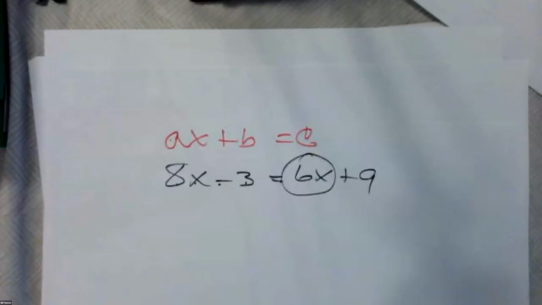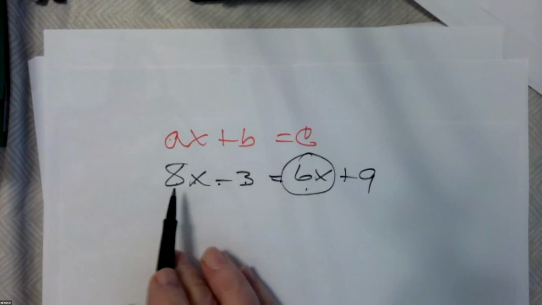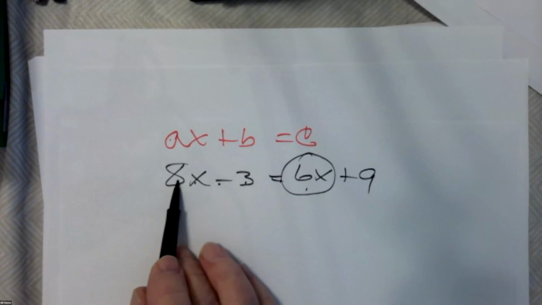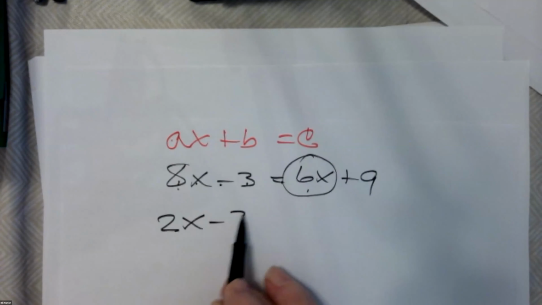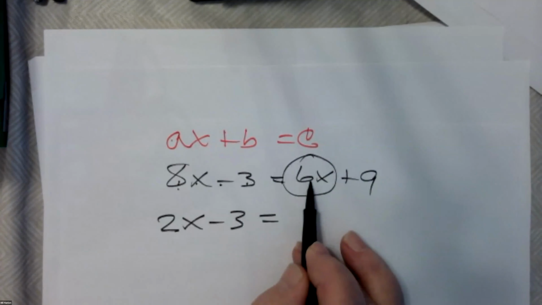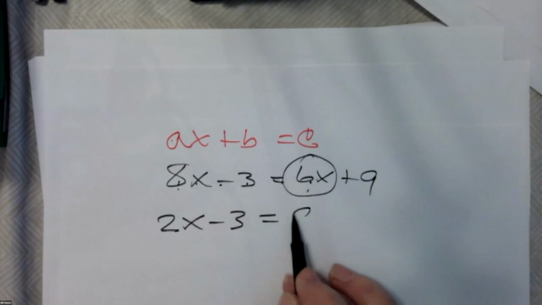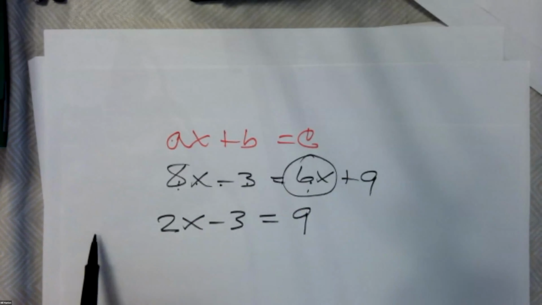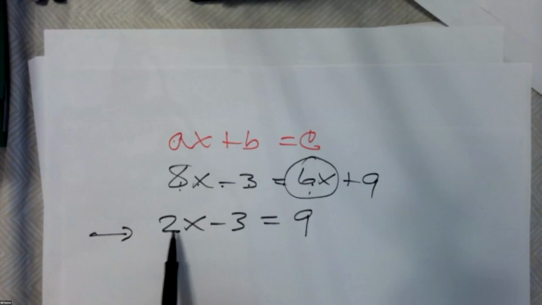So you look at a problem like this. I have that 6x over there, which is not in ax plus b equals c format. So I'm going to subtract 6x from both sides. 8x minus 6x is 2x minus 3. The 6x minus 6x disappears, and that's equal to 9. And then lo and behold, I have a problem in the ax plus b equals c format.